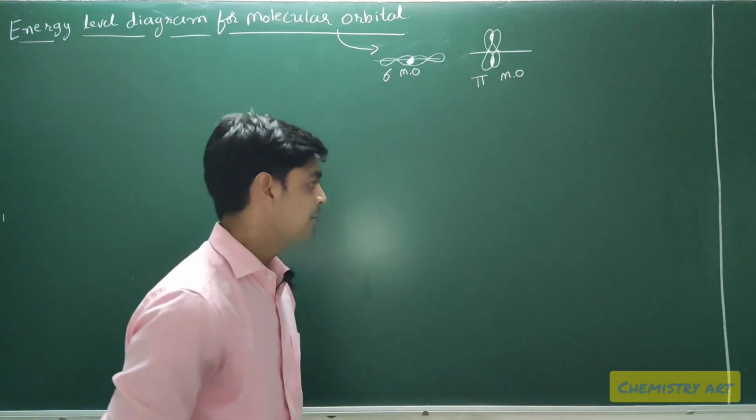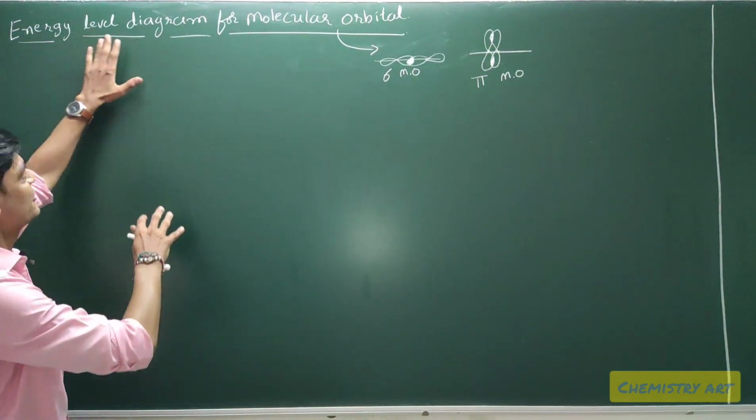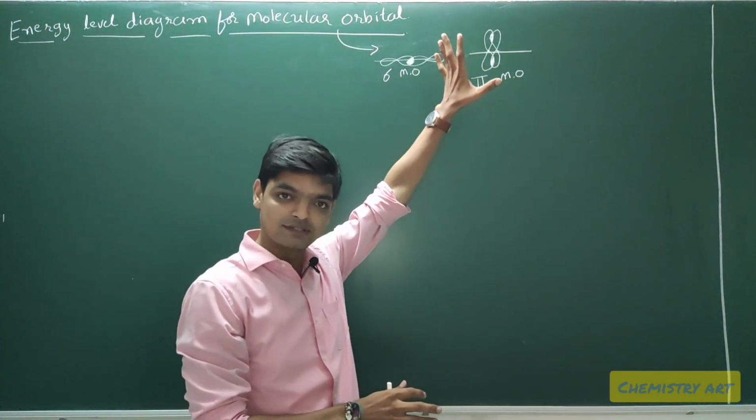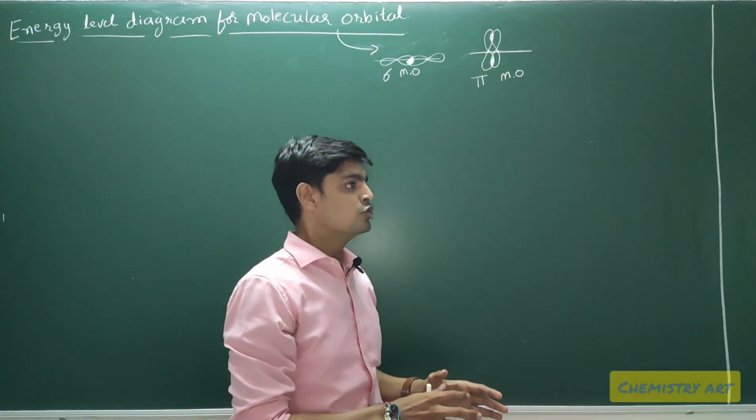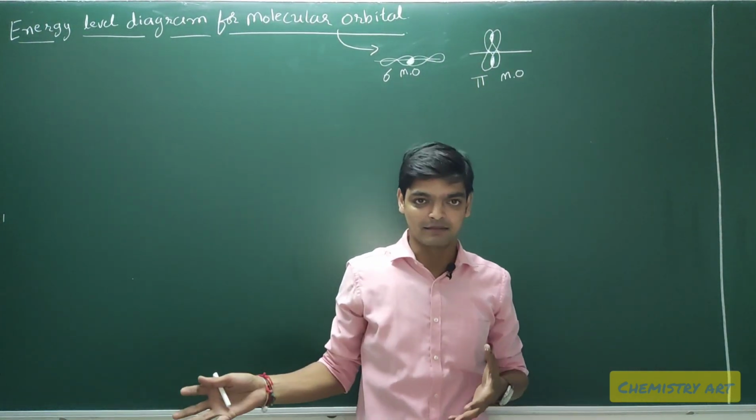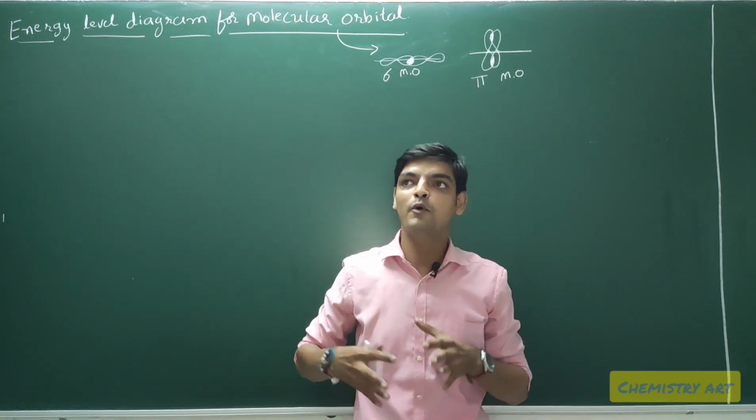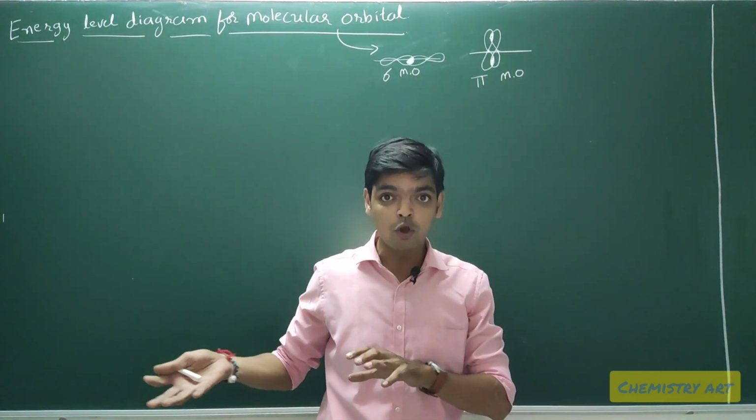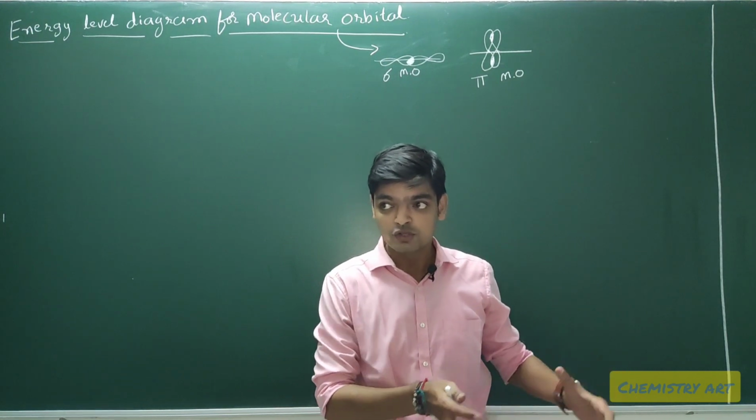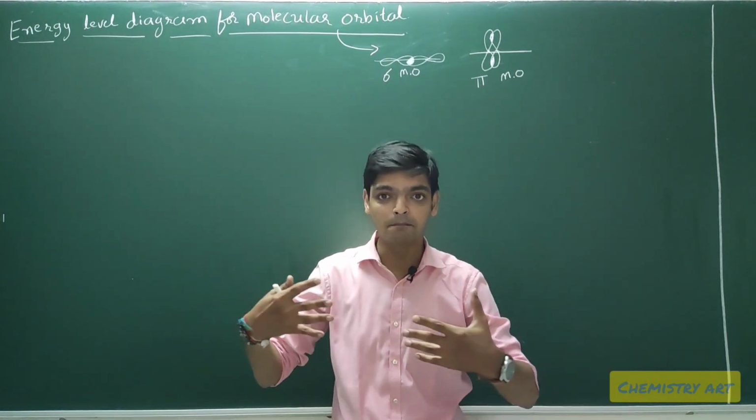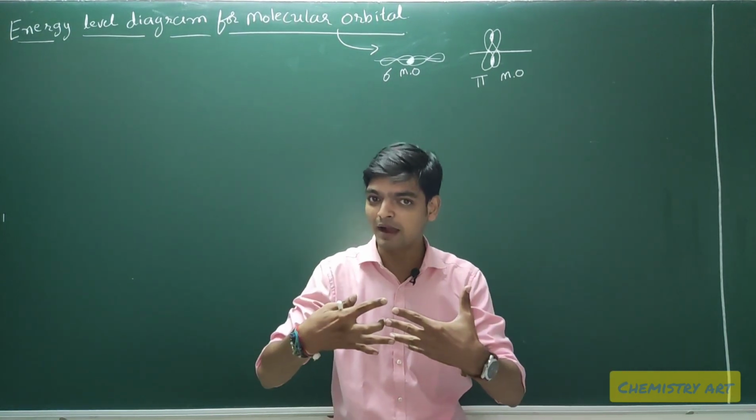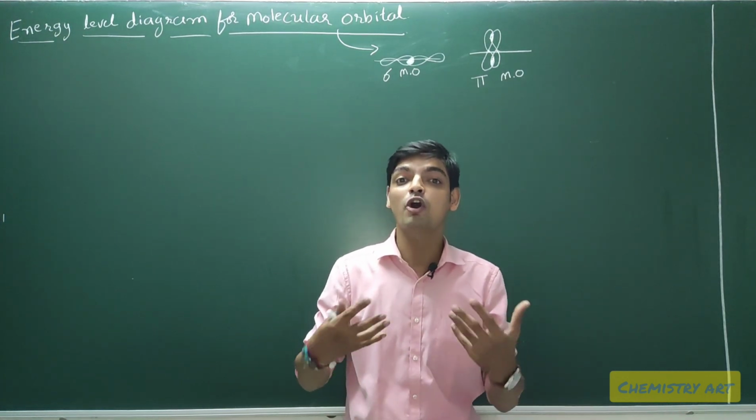So we are going to discuss the energy level diagram of some molecules. We have two different diagrams in which we will see how the molecules can be paramagnetic or diamagnetic. So we have to see how the atomic orbitals are combining, and how they are forming the molecular orbitals.